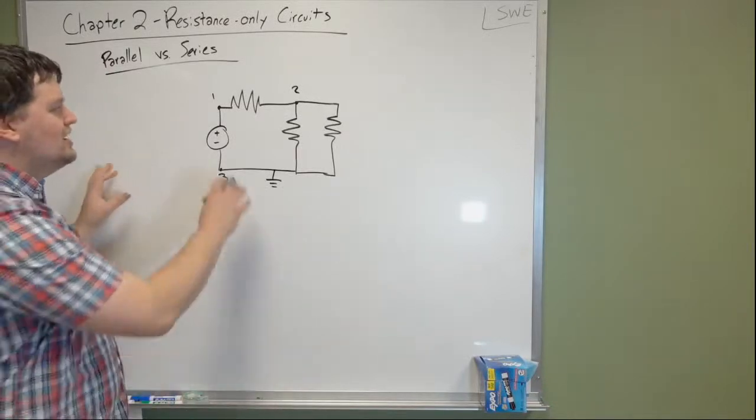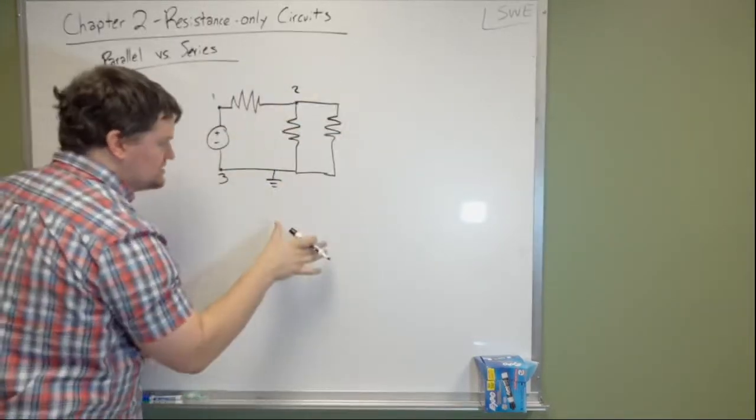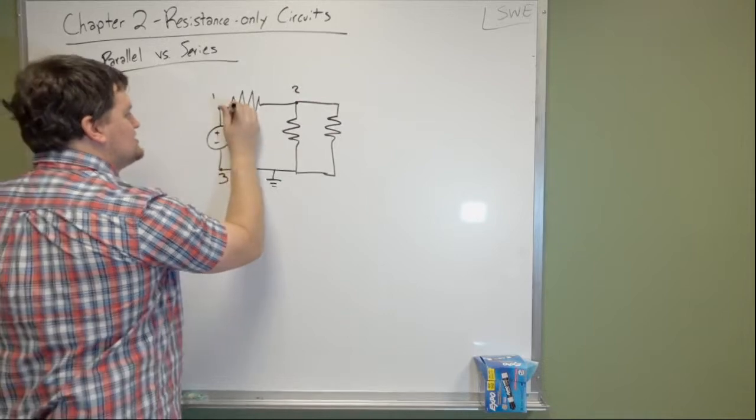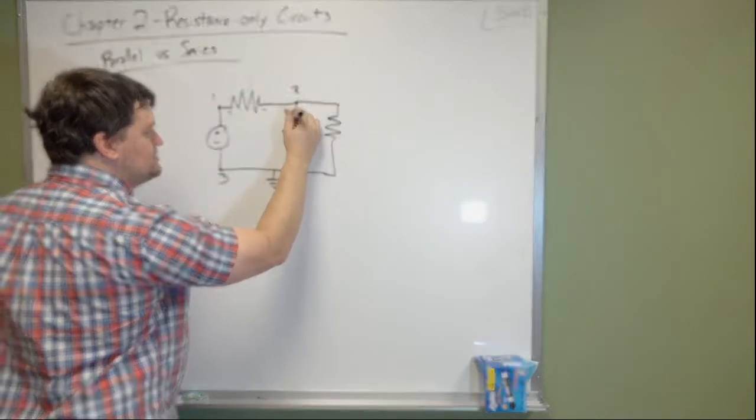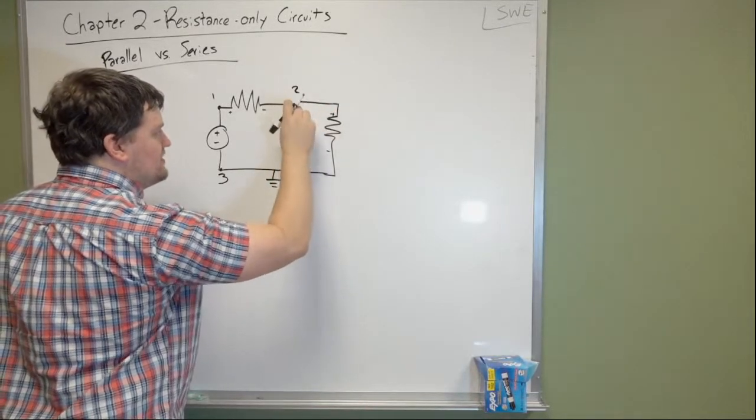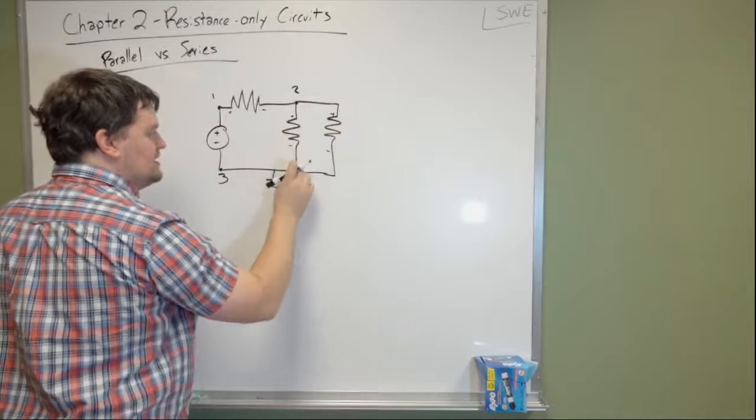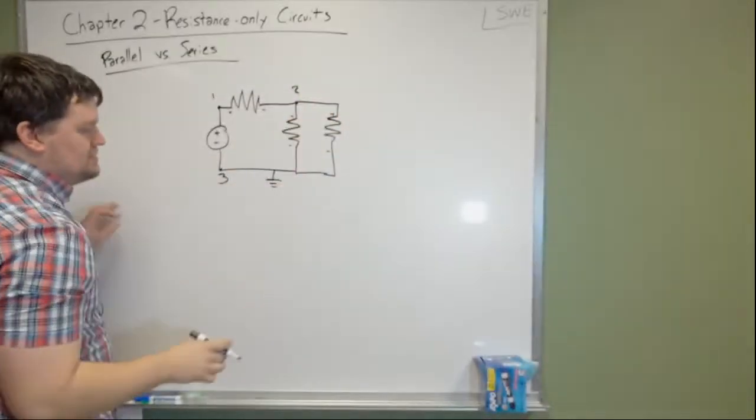So here we have this resistor in series with these resistors. How do we know that? Because the negative end here leads into the positive end of both of these, and both of these have nodes connected to the positive end and the negative end. Here, 3 is the negative end, 2 is the positive end.